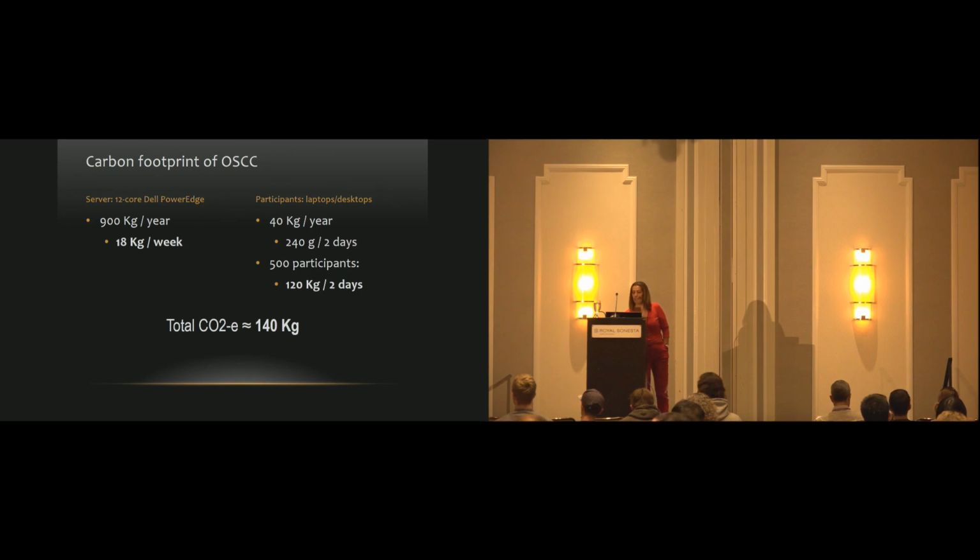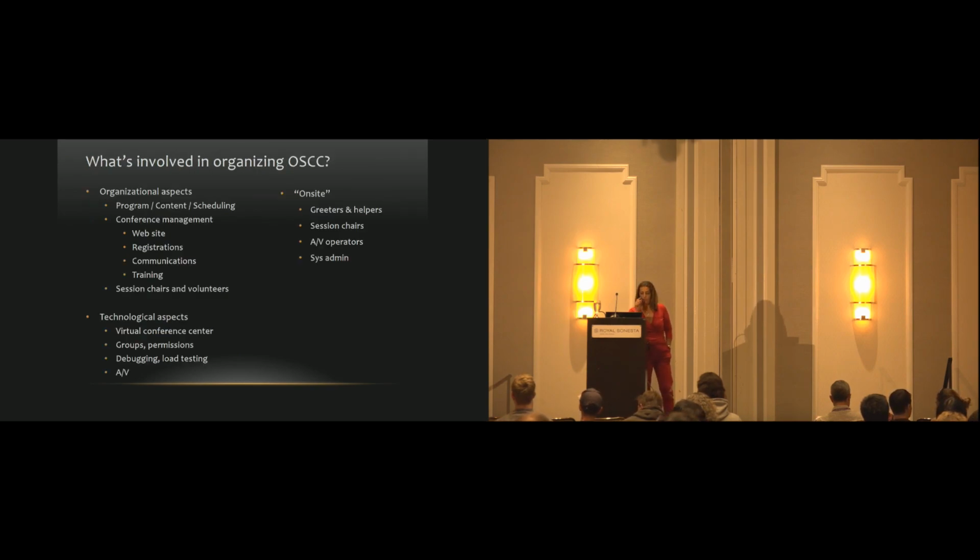So what's involved in organizing a purely virtual conference? Here's a list. There are different things. There are organizational aspects with the program, content, scheduling, conference management, websites, registrations, communications, training. There are session chairs and volunteers. Then there are technological aspects like the virtual conference center, things like groups and permissions, because now you're in virtual reality.